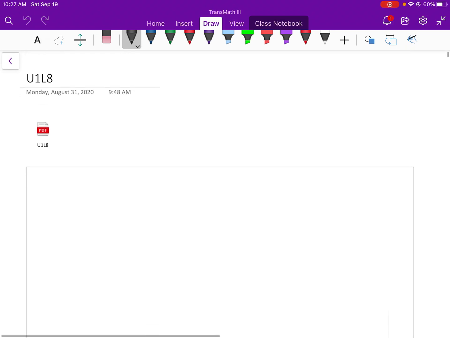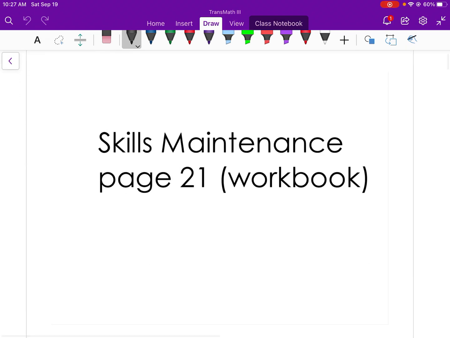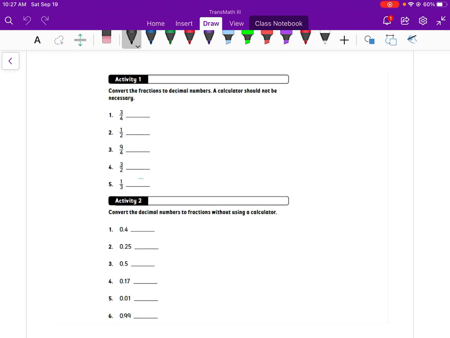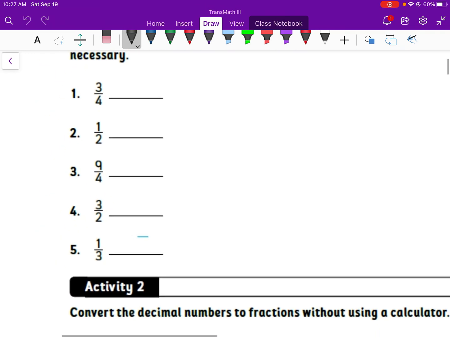Unit 1, Lesson 8. Okay, so your skills maintenance, page 21 in the workbook. Go ahead, pause the video for now, and work on your skills maintenance. Okay, welcome back. So going through our skills maintenance then.